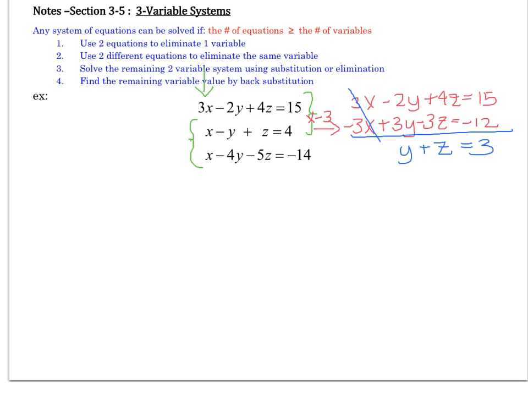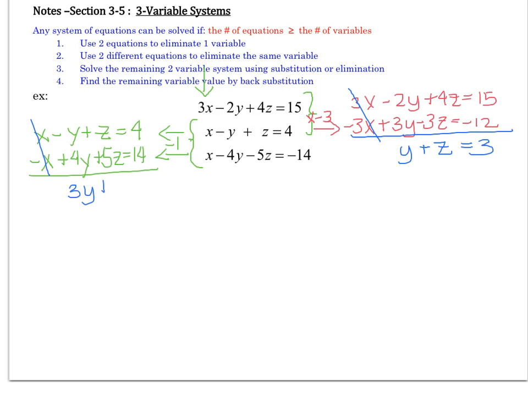So now I'm going to focus on these bottom two equations. And notice here, I don't have to do anything to the top equation. I'm just going to rewrite it: x minus y plus z equals 4. This bottom equation, though, I'm going to multiply everything by -1. So I have negative x plus 4y plus 5z equals a positive 14. And when I go to add them together, again the x's go away, so 4 minus 1, I have 3y plus 6z equals 18.